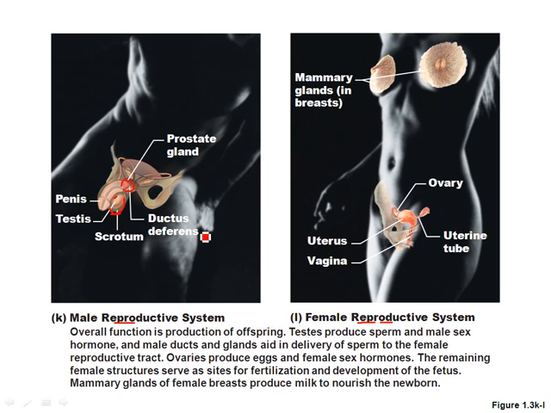In the female, you have mammary glands, or your breast tissue, where milk is made. You have your ovaries where you make your eggs. The uterine tubes, which you've probably learned as fallopian tubes, is the same thing. How the egg gets from the ovary into the uterus. The uterus is where the baby grows. And the vagina is how the baby would exit from the uterus to the outside.